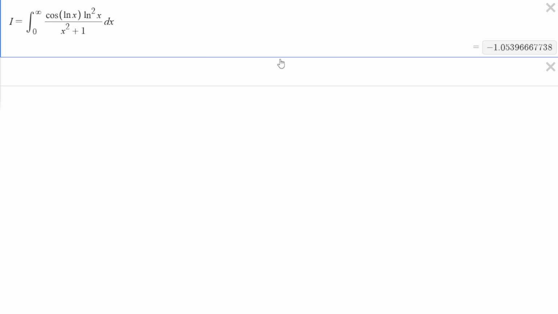Today I've got a pretty complicated integral, and of course we will be solving it using Feynman integration. Of course we'll be using other techniques also, like complex numbers, but let's just go ahead and get into it.